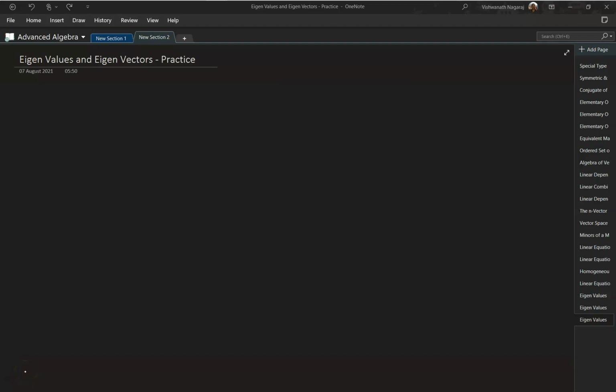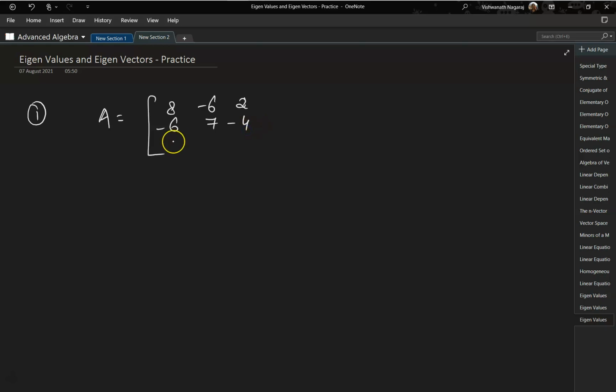Let's solve problems. Okay, let's say we have the matrix A equal to [8, -6, 2; -6, 7, -4; 2, -4, 3]. And what we have to do is find the eigenvalues and eigenvectors.